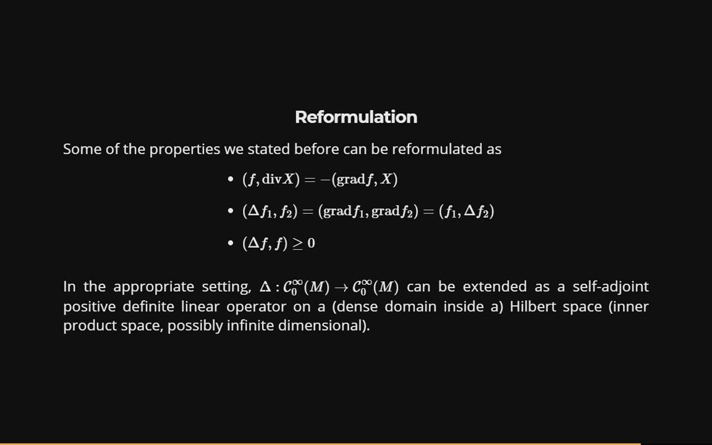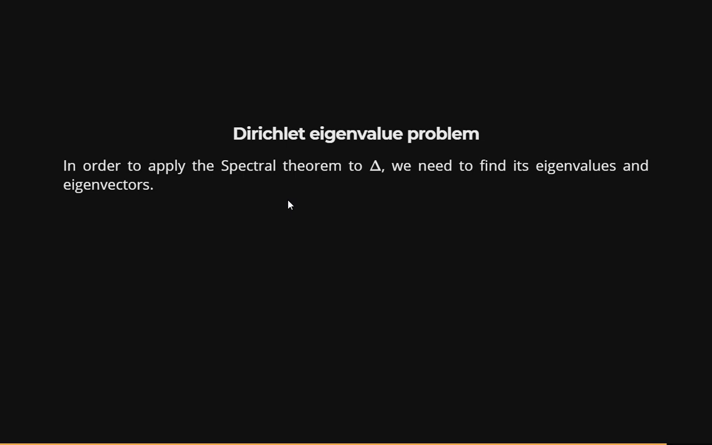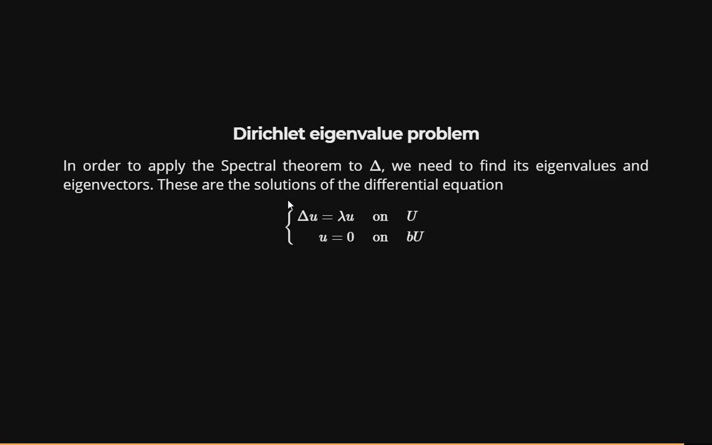Now, why all this stuff? Well, because we have a symmetric, self-adjoint operator, so we can apply the spectral theorem somehow. We can look for eigenvalues and eigenvectors and obtain an orthonormal basis of eigenvectors. Now, what does it mean to find an eigenvector for this operator? In our case, which is the zero boundary, we get the Dirichlet problem.